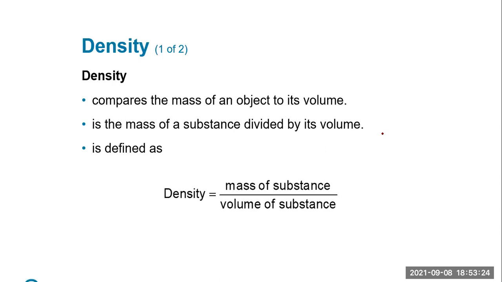Density really is the mass of a substance divided by its volume. It is D is equal to M over V. Common units are grams per milliliter or grams per cubic centimeter, and that's usually for solids or liquids, which is mostly what we come across in this class. Sometimes the density is given in grams per liter for gases. We don't come across too much of that, but sometimes it does occur here.